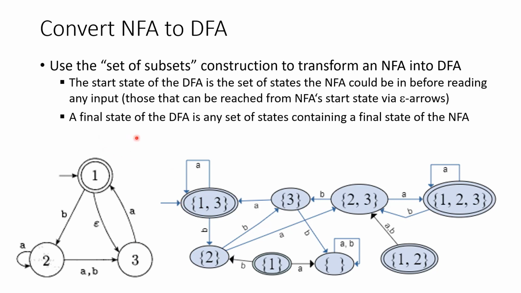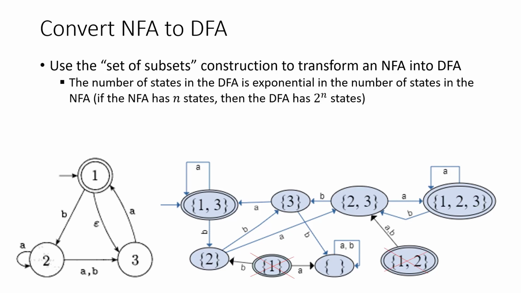A final state of the DFA is any set of states that contains a final state of the NFA. So here, state 1 is also the only final state of the NFA. So any subset that contains the state 1 will be a final state of the equivalent DFA. So it needs to contain 1: the subsets 1, 3, and then just 1, and 1, 2, and 1, 2, 3.